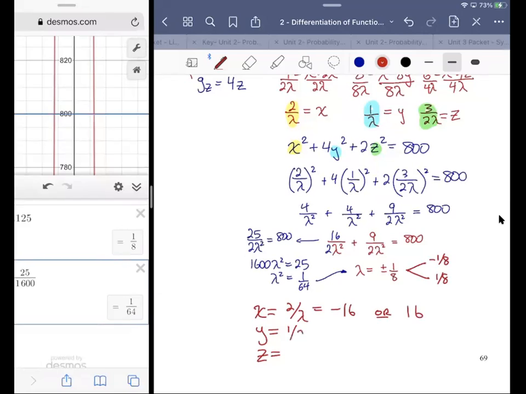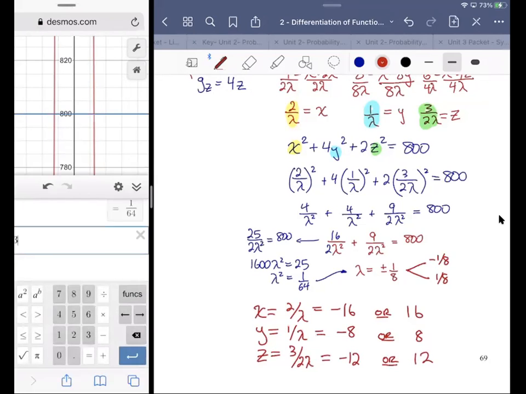And we have 1 over lambda is the y. So negative 8 or positive 8. And then the last one, that's the weirder one. Maybe you do the work a little bit on the side, but you're really looking at taking negative 3/2, and you're multiplying the 2 by the negative 1/8. So it's really 3 over negative 1/4. So 3 over negative 1/4, keep change flip, is going to be negative 12. So 3 over 2 lambda is negative 12, and the other possibility would be positive 12.